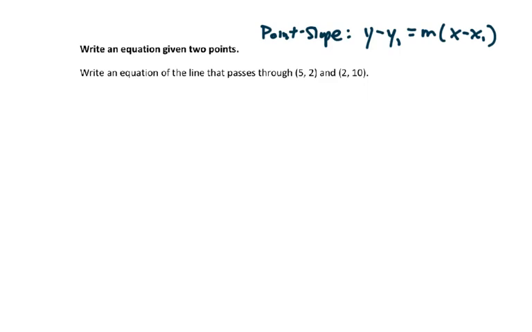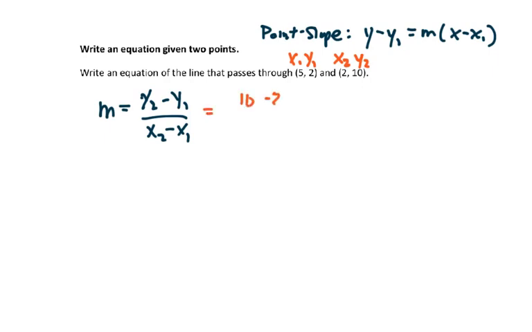So we got the slope formula, m equals y2 minus y1 over x2 minus x1. I haven't labeled anything yet. x1, y1, x2, y2. Okay. Now I can do this. So I've got y2, 10 minus y1, 2 over x2, 2 minus x1, 5. I've got 8 over -3. Well, this is going to be fun. Okay.